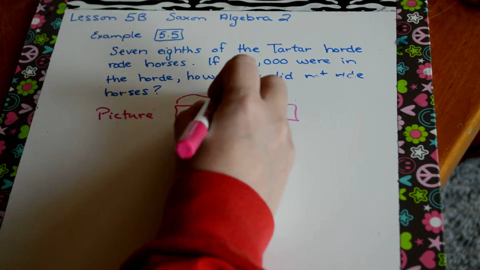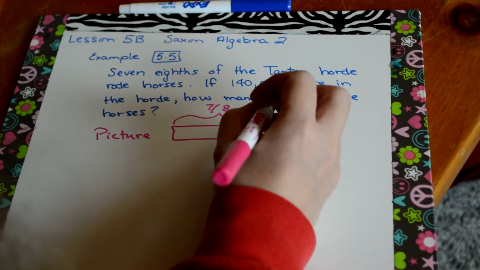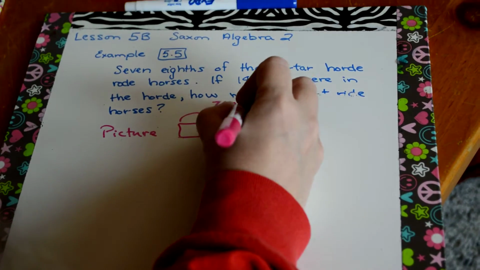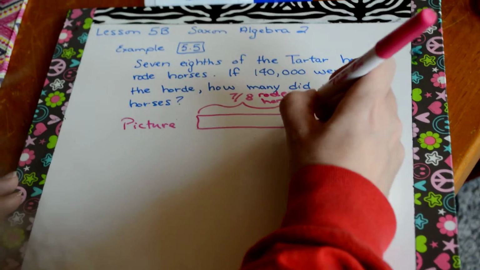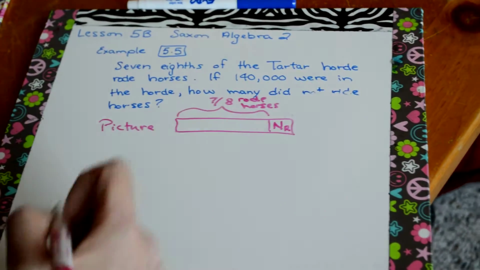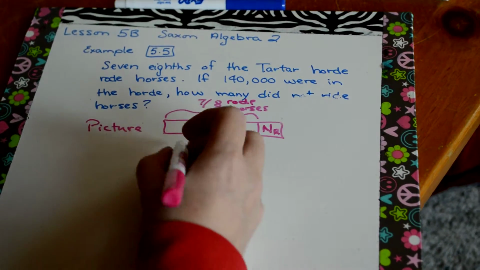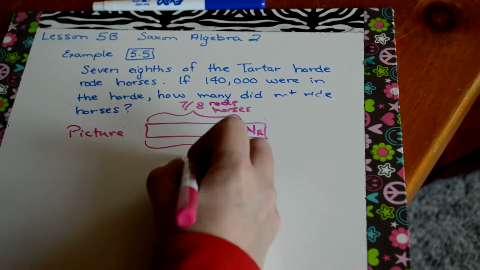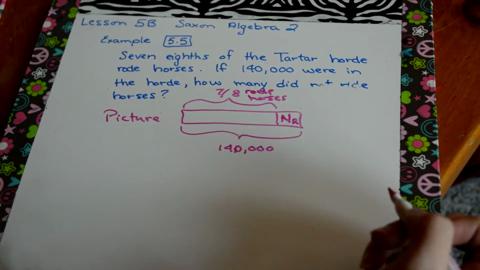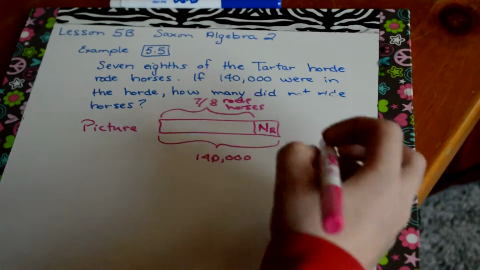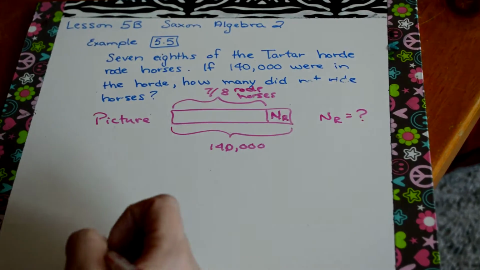So here is 7/8 that rode horses. And here is the ones that did not ride. So I used a subscripted variable, N for not, R for ride, not ride. And then we know, it tells us there's 140,000 horses altogether. And the question is, it's asking for how many did not ride.